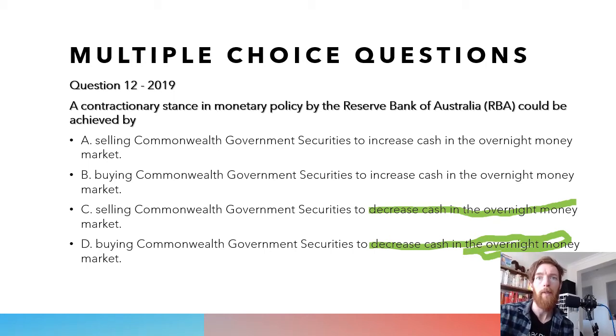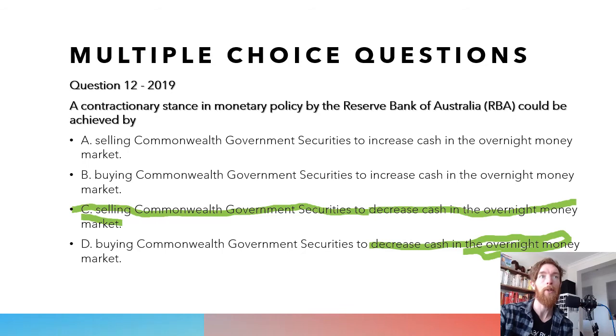From there, if they want to decrease cash in the overnight money market, are they going to buy or sell government securities? Well, they're going to sell government securities because they want financial institutions to buy them off the RBA, which takes money out of the overnight money market and then drives interest rates up. So the answer is going to be C, selling Commonwealth government securities to decrease cash in the overnight money market. Hopefully then by that process of elimination, you can get to the right answer every single time.